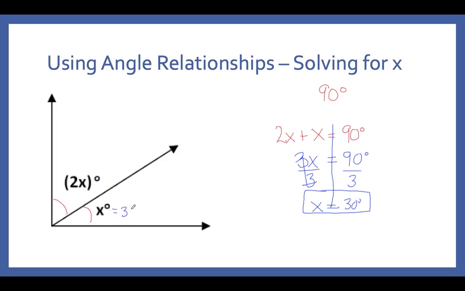So this angle right here is a 30-degree angle. The one thing I want you to notice, though, is that the other angle is not 30 degrees. This angle that I'm going to highlight in green is 2 times x, or 2 times 30, which means that this angle that's in green measures 60 degrees. And sure enough, 60 plus 30 equals what? 90 degrees.